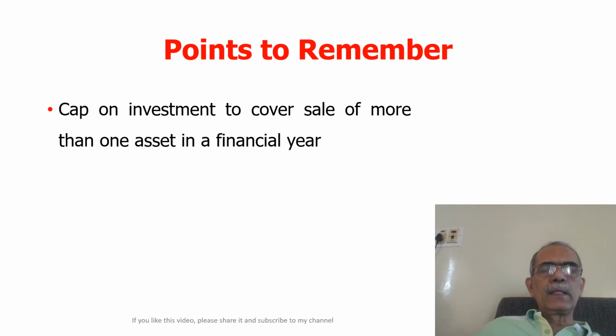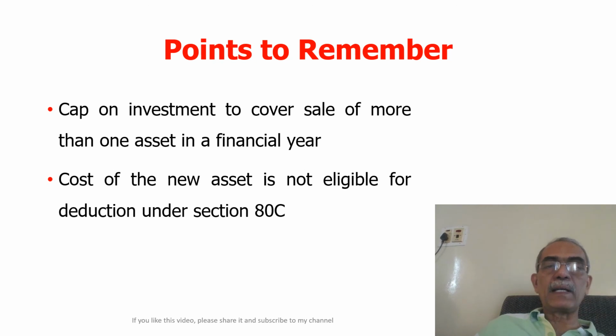That is, the limit of investment covers sale of more than one asset in a financial year. That means, suppose I have a land and I have another building. I sell both the assets, that is land and building. Now this restriction, when the benefit of section 54EC is available, will be for the total amount of capital gain derived therefrom. That means, suppose I sell a piece of land for say 40 lakhs and sell a building for say 60 lakhs. Then the maximum amount that I can invest and claim the benefit under section 54EC is only 50 lakhs. It is not with reference to assets, but the total amount of capital gain derived by me in the year.